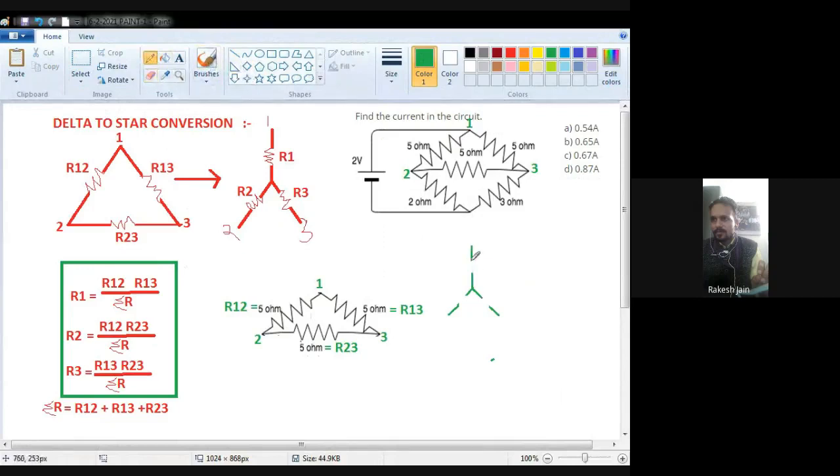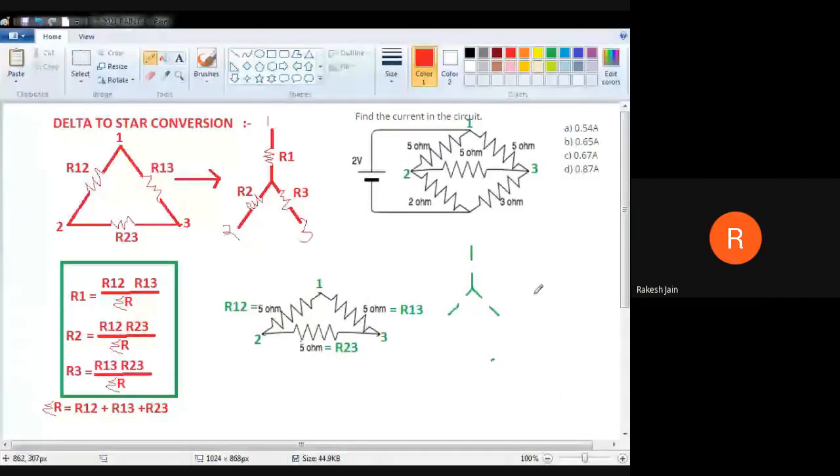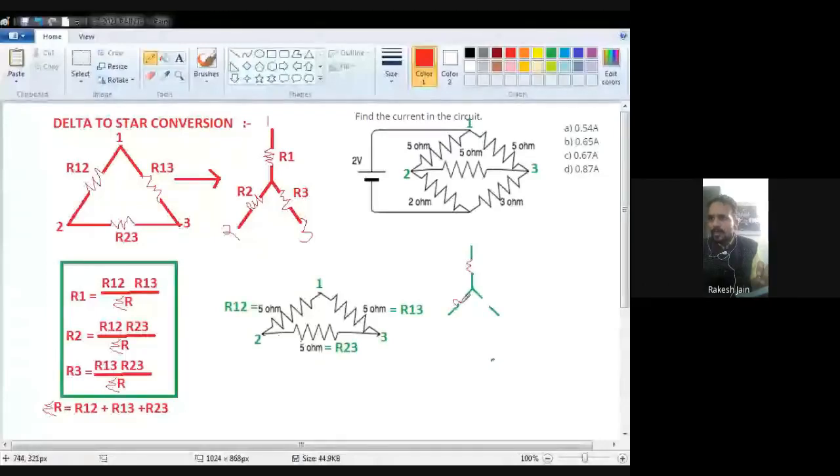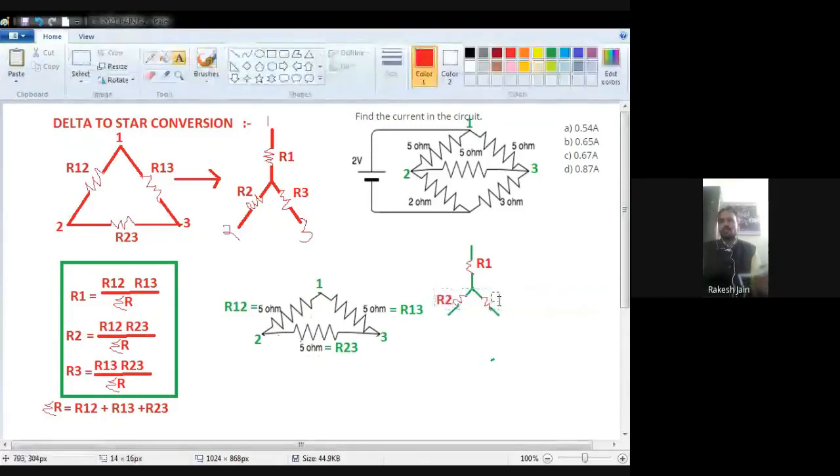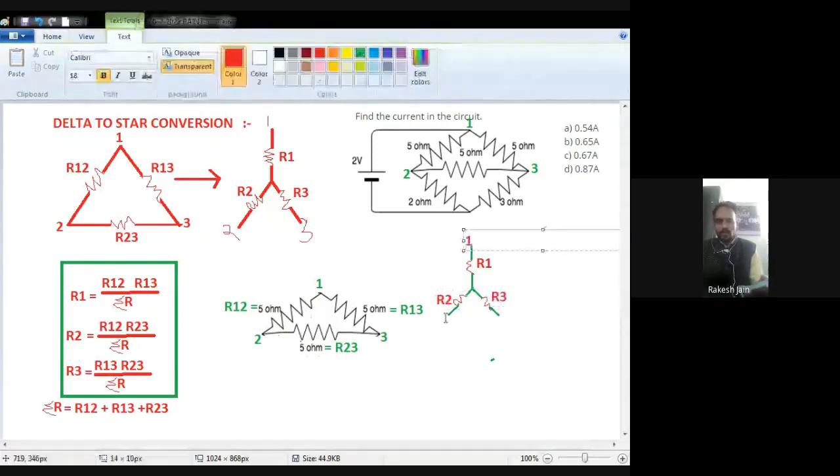Okay, so this is a star network and you have to find out the values of the resistances present there. Now see, for this question, let it be your first resistance, let it be your second resistance and let it be your third resistance. The values of those are: this one is your R1, this one will be your R2 and this one will be your R3.